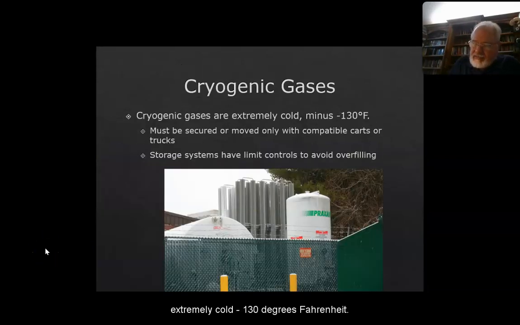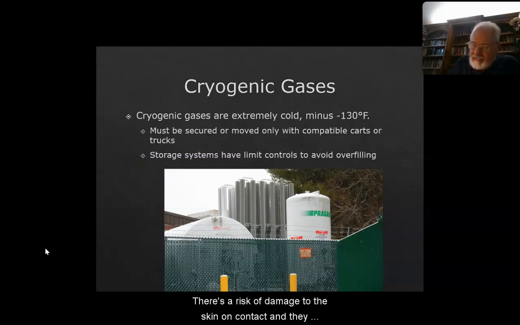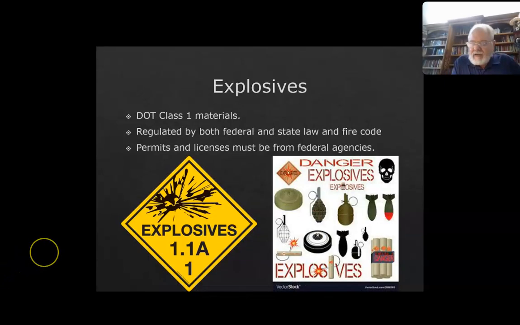Cryogenic gases are extremely cold, below minus 130 degrees Fahrenheit. There's a risk of damage to the skin on contact, and they should be stored in insulated vessels with pressure relief systems. They must be stored and used in compliance with NFPA 55 compressed gases and cryogenic fluids codes, which means kept secure from accidental dislodgement and physical damage, only moved with compatible carts or trucks, and have limited controls to avoid overfilling. They must be properly marked and identified by NFPA 704 placards.